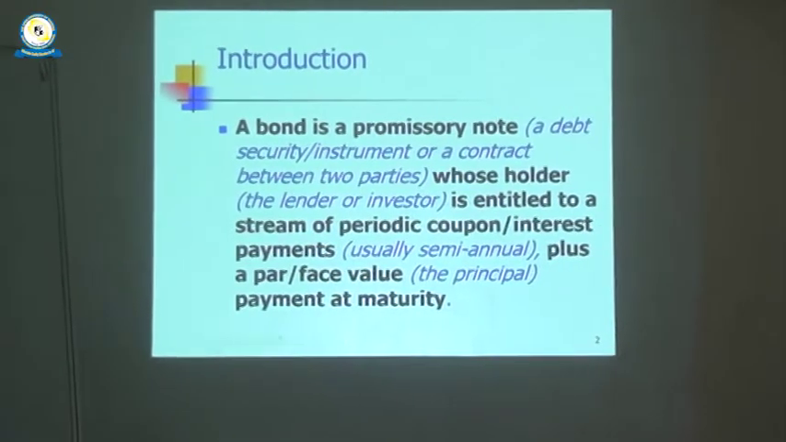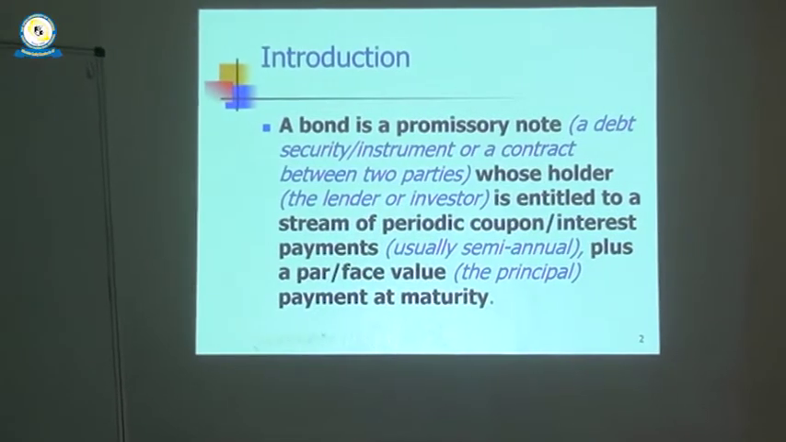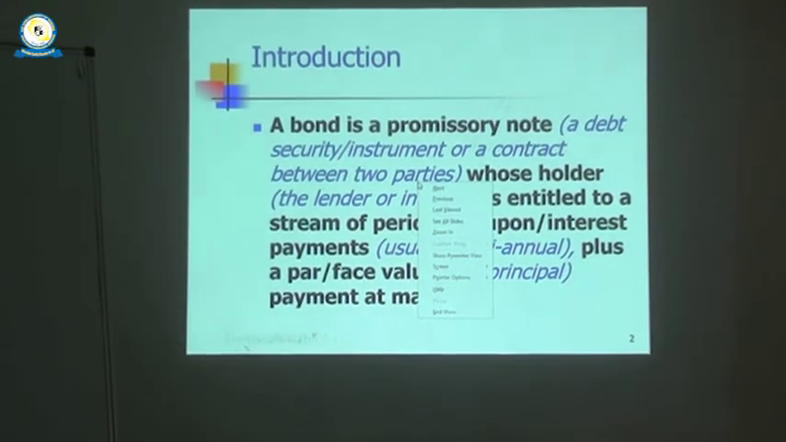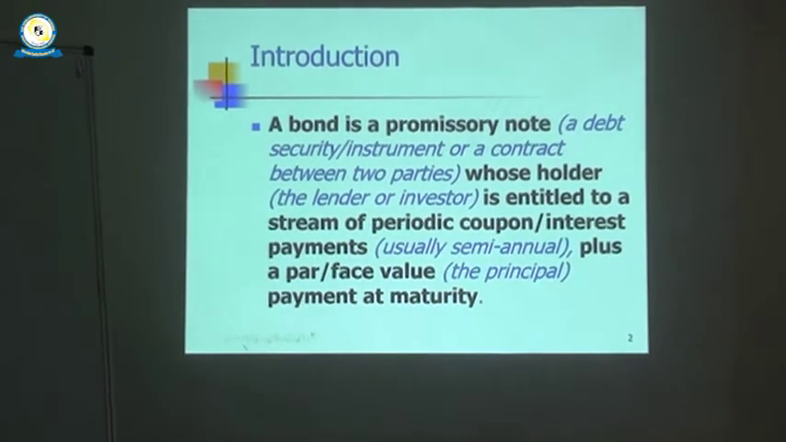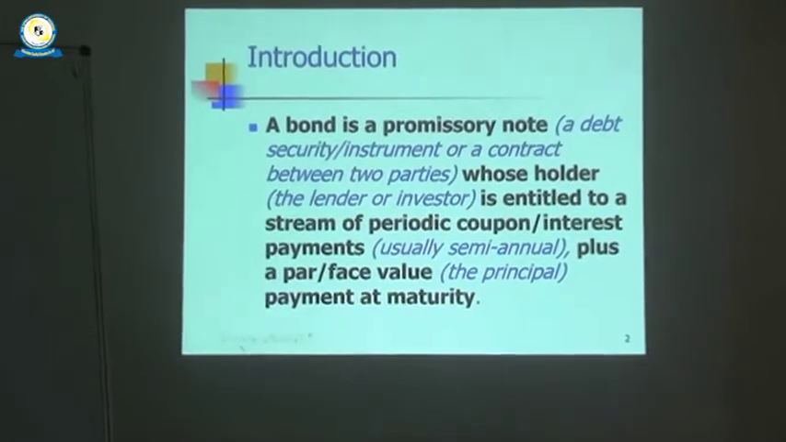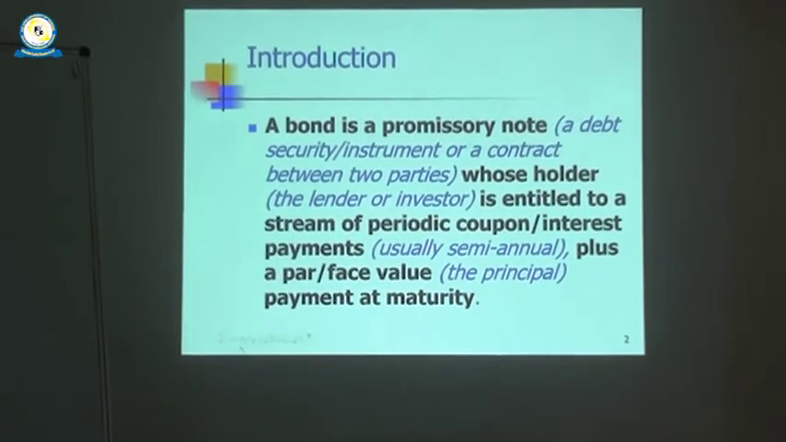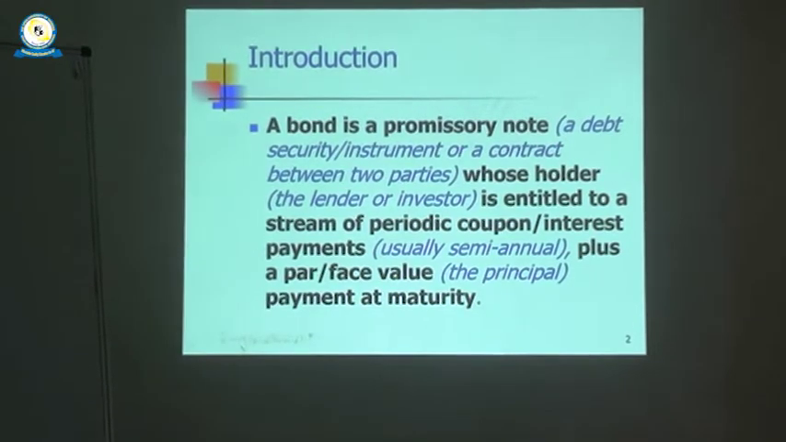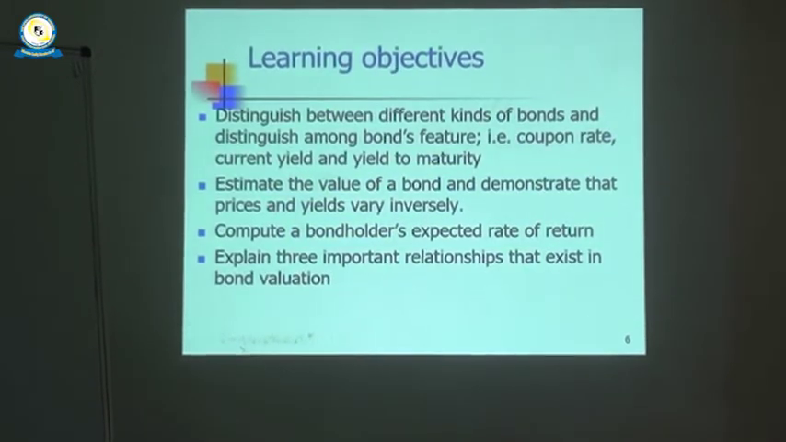Now, bond valuation. What is a bond? A bond is a promissory note, or we call it a security instrument, or a contract, whereby the lender or investor, the holder, is entitled to a stream of periodic cash flows, payments, usually semi-annually, plus a face value. We call it the principal. That is the definition of the bond.